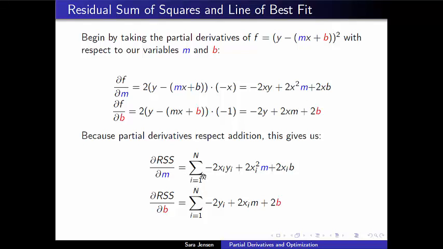When we were looking at our residual sum of squares, we were adding up a whole bunch of these individual residuals. We just took a partial derivative of an individual residual, but partial derivatives play nice. So if we want to know the partial derivative of the sum of all of these residuals, it's just the sum of the partial derivatives.